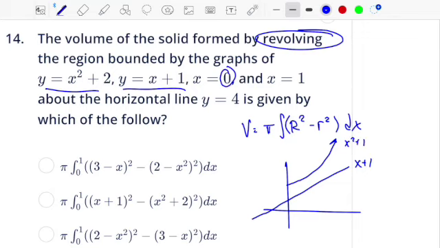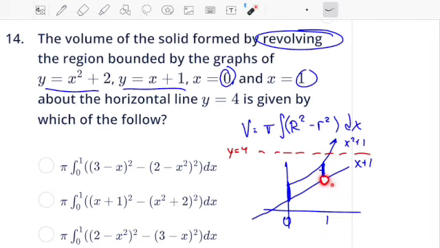And we're going from x equals 0 to x equals 1. And about the horizontal line, y equals 4, I know that's above because if we plug 1 into our functions, this is going to be 2, that's going to be 1, that's going to be 2. Something's wrong. Oh, that's x squared plus 2, so that's actually going to be 3. So 4 is always above there.